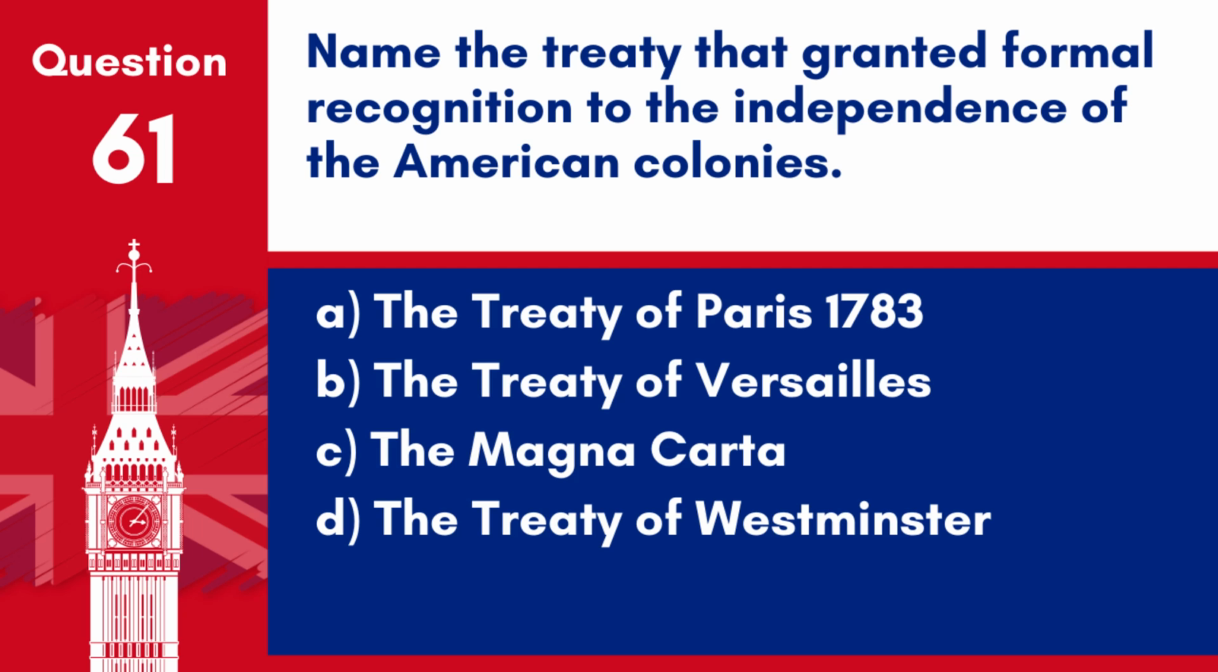Question 61. Name the treaty that granted formal recognition to the independence of the American colonies. A. The Treaty of Paris 1783. B. The Treaty of Versailles. C. The Magna Carta. D. The Treaty of Westminster. Answer: A. The Treaty of Paris 1783. The Treaty of Paris in 1783 granted formal recognition to the independence of the American colonies from Britain.